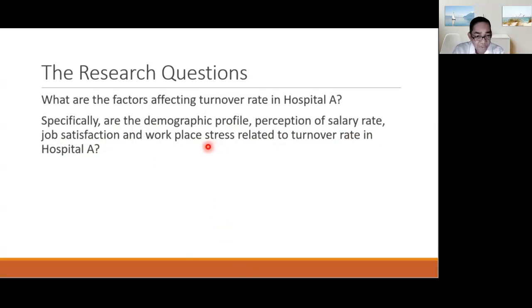Okay, so you will note that these are research questions about the research problem that was identified a while ago. And if that person is able to answer this research question, then that person would be able to answer the problem that she stated a while ago.